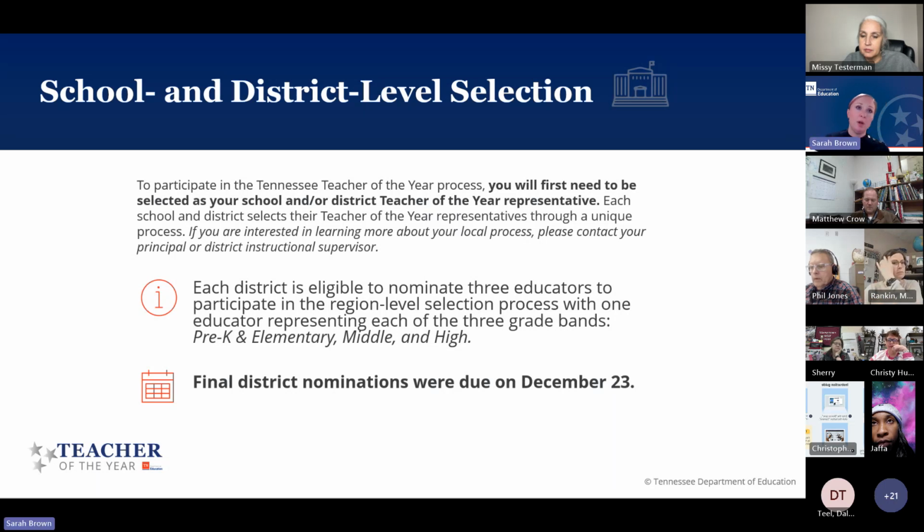So again, the 3 grade bands are pre-K and elementary, middle, and high school. The final district nominations this year were due on December 23rd. If the districts have not reported them to me by December 23rd, then they are not eligible to participate.